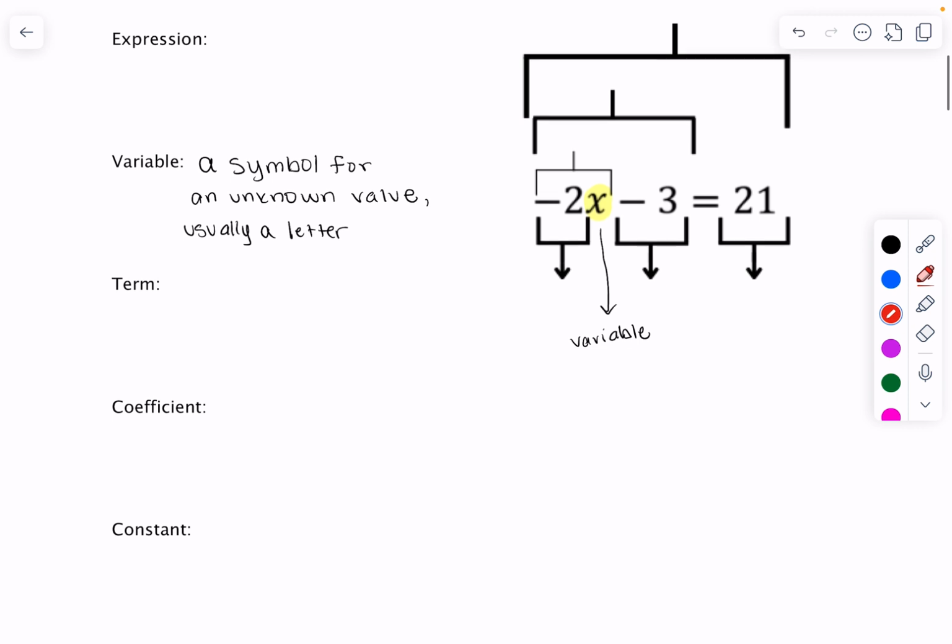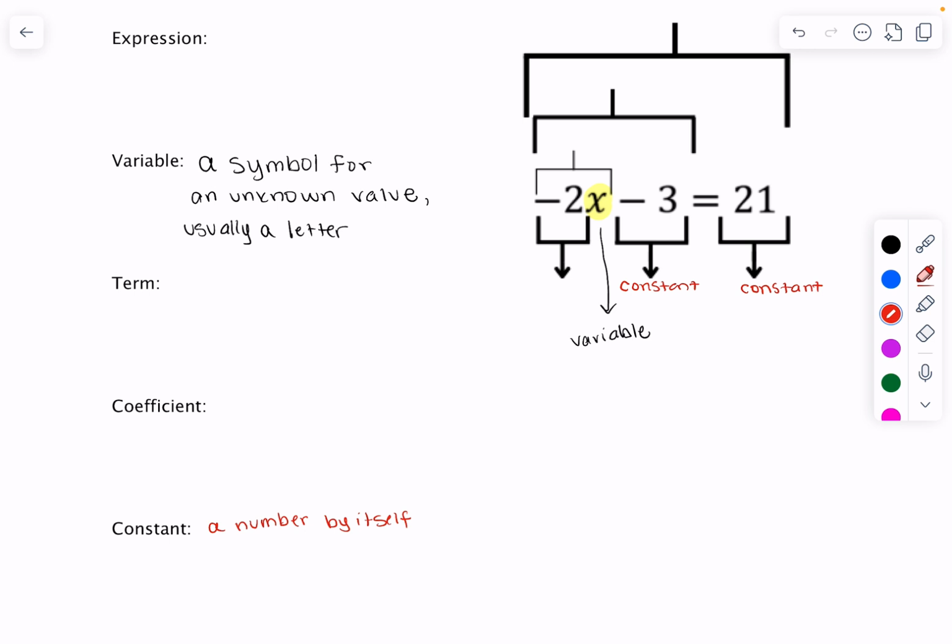The next thing I want to go to is actually a constant. So this word down here, constant, at the very bottom, is just a number by itself. Connected to it, just a number by itself. In this example, this negative 3 is a constant, and so is this 21. We don't have an x with it. There's no exponents with it. It's just that number by itself.